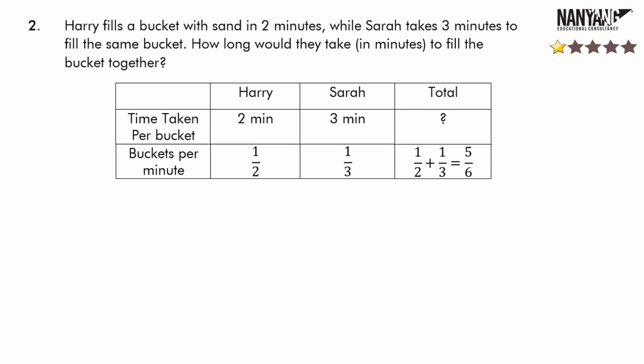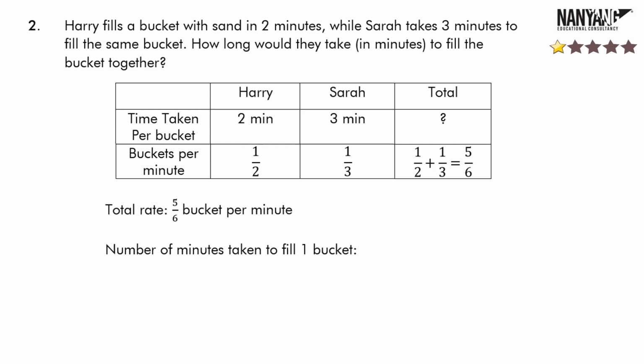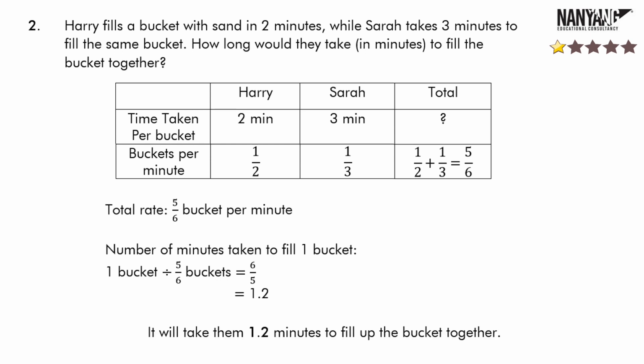Next, we take the total rate. We take half plus 1/3 to give us 5 out of 6. So now what does that mean? Their total rate is 5 out of 6 buckets per minute. So how long would it take to fill up 1 bucket? We have to take 1 divided by 5 out of 6 to get the reciprocal, which is 6 out of 5. So we can leave our answer as 6 out of 5 or 1.2. So it will take them 1.2 minutes to fill up the bucket together.